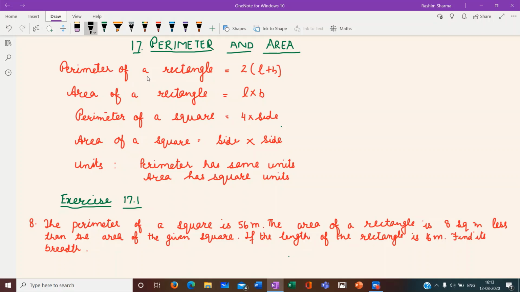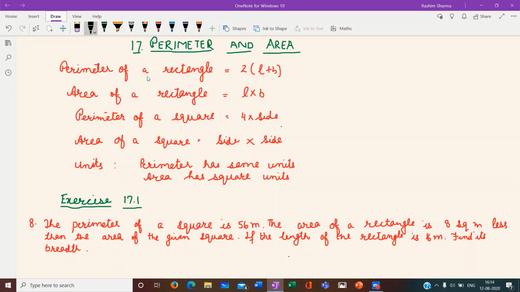The second figure is a square. Here the perimeter is equal to 4 into side, and the area of a square is equal to side into side. The units of perimeter are always the same as the units of length and breadth, and for area we have square units. We will write it as square meter or square centimeter.